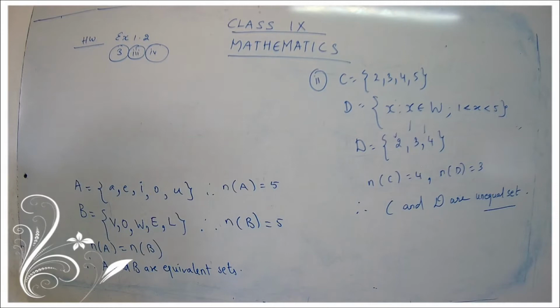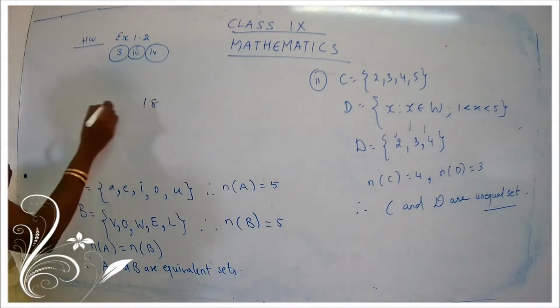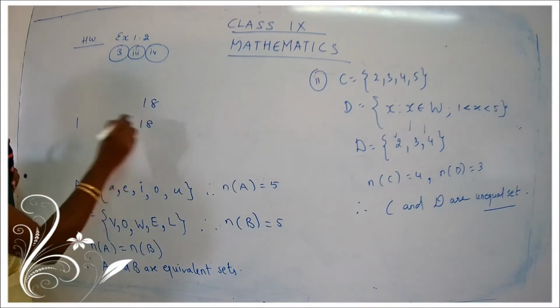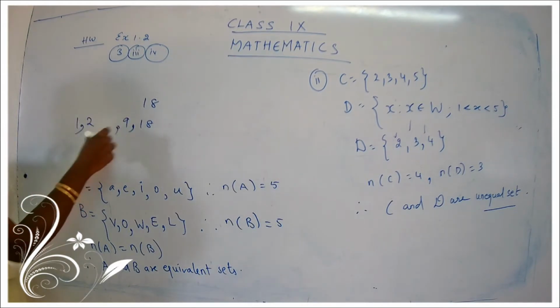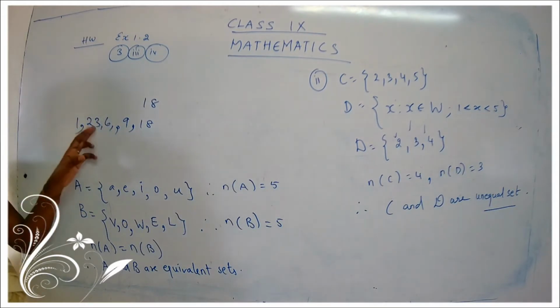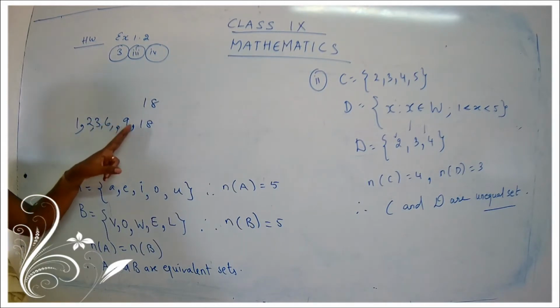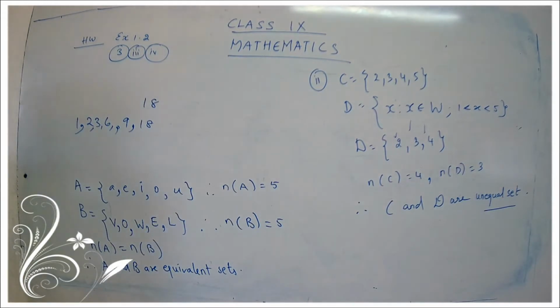Now see for the H statement, x such that x is a divisor of 18. Divisors of 18: 1 18 is 18, 2 9s are 18, 3 6s are 18. It doesn't go in the table of 4, and 5 and 6 3s, we already have the same numbers. So what are the divisors of 18? 1, 2, 3, 6, 9, 18. So totally we have 6.